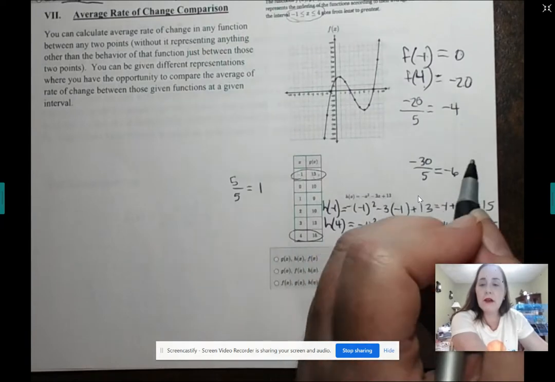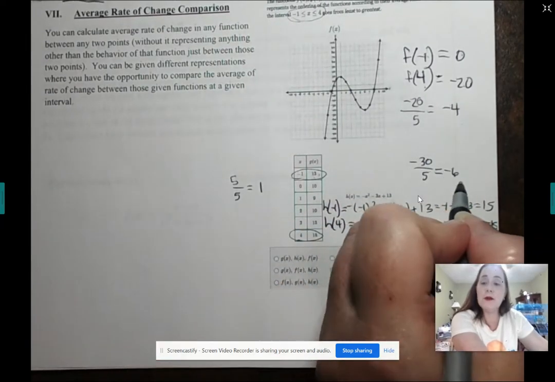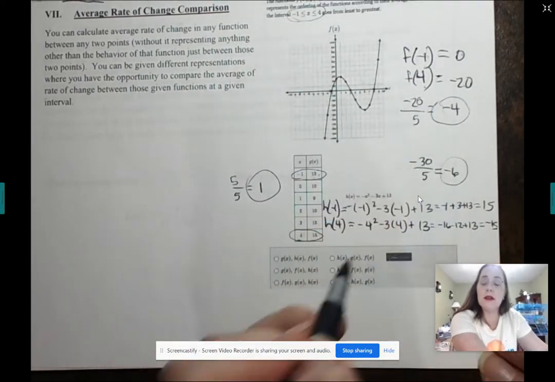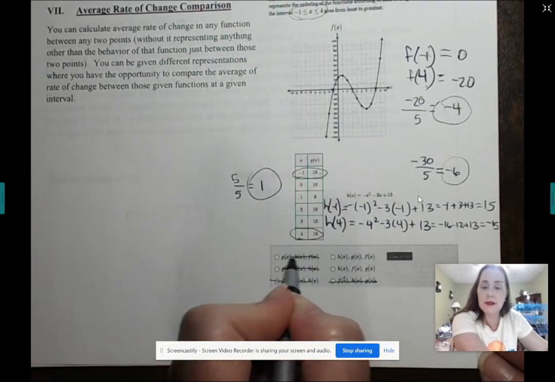So now that we have our 3 average rates of change and we compare from least to greatest, out of these 3 numbers, -6 is the smallest. So h of x should be listed first. So I don't want to choose any of these.